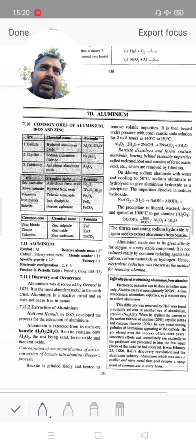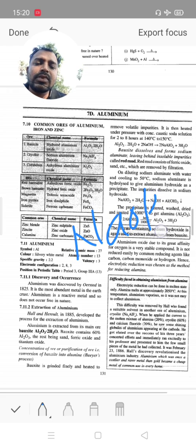Then it is heated with caustic soda, that means NaOH, under pressure, with concentrated caustic soda solution for about 2 to 8 hours at 140 to 150 degrees Celsius. Bauxite is first heated to remove volatile impurities. Then it is heated with concentrated sodium hydroxide, and we get sodium aluminate.